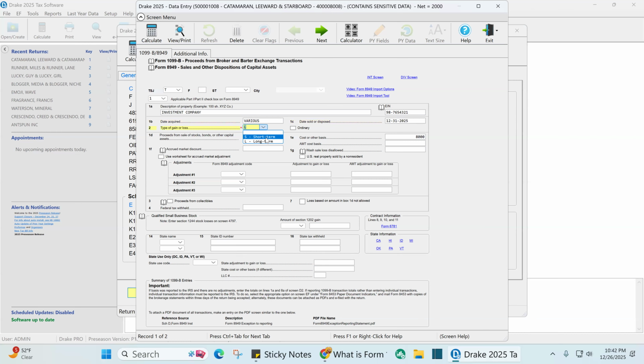Short term, under 1 year. So it was long term. Now, in this case, there's no wash sales. If there is a wash sale, you need to put it in here. The wash sales are divided: you sell something at a loss 30 days before the sale, the same day, and the 30 days after the sale. That means 30 days before, 30 days after, plus the same day, that's 61 days.